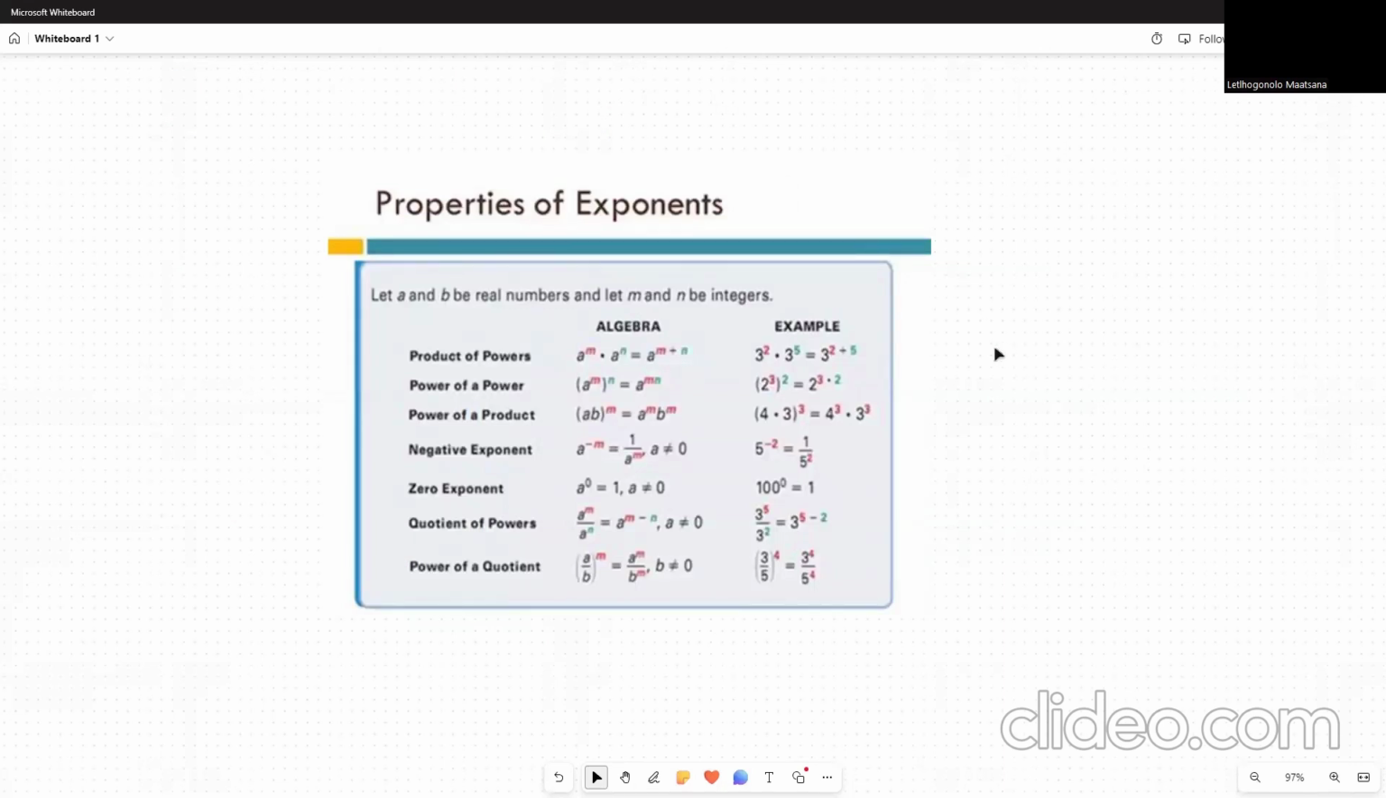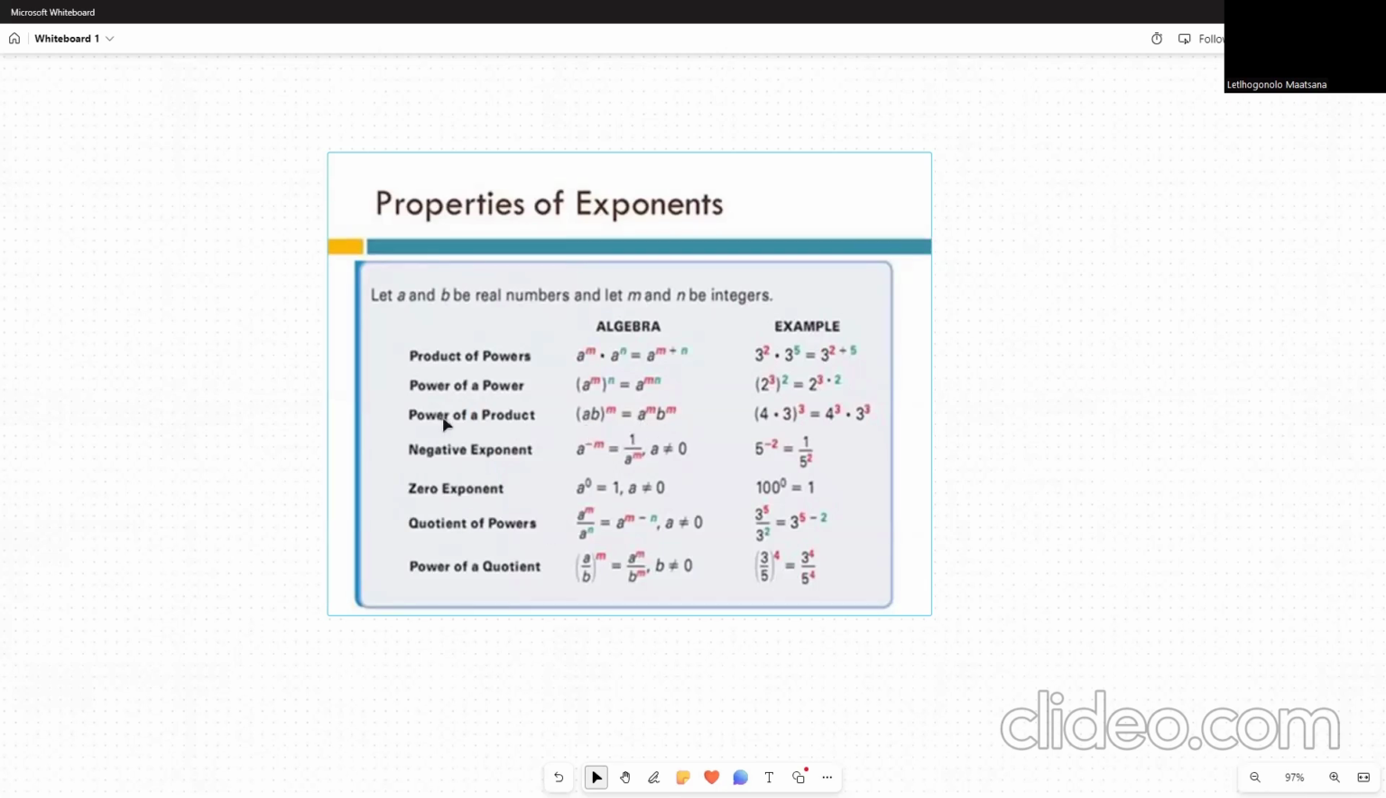The next thing we're going to look at is properties of exponents. We have the product of powers. When we are multiplying two exponents together, we can add them. This is only if the bases are the same. We have the power of a power. If we have a power to a power, then we multiply them. And we have a power of a product. This means that this m, which is the exponent, belongs to both the a and the b.